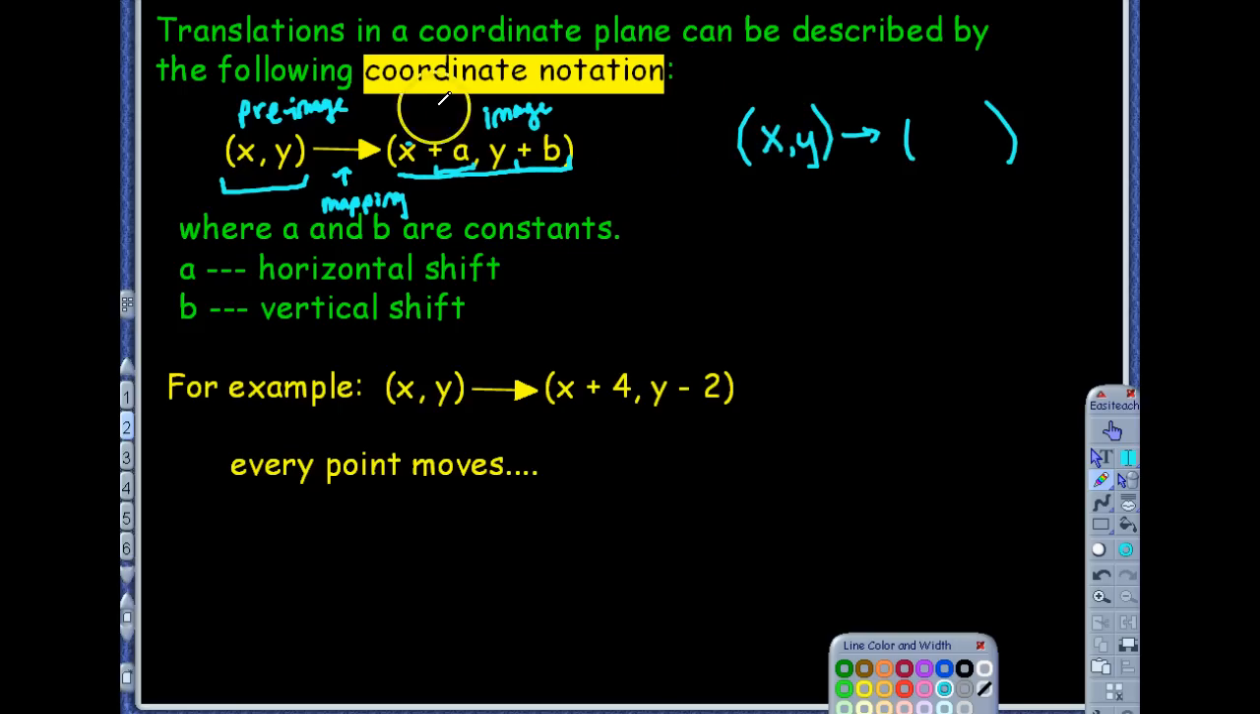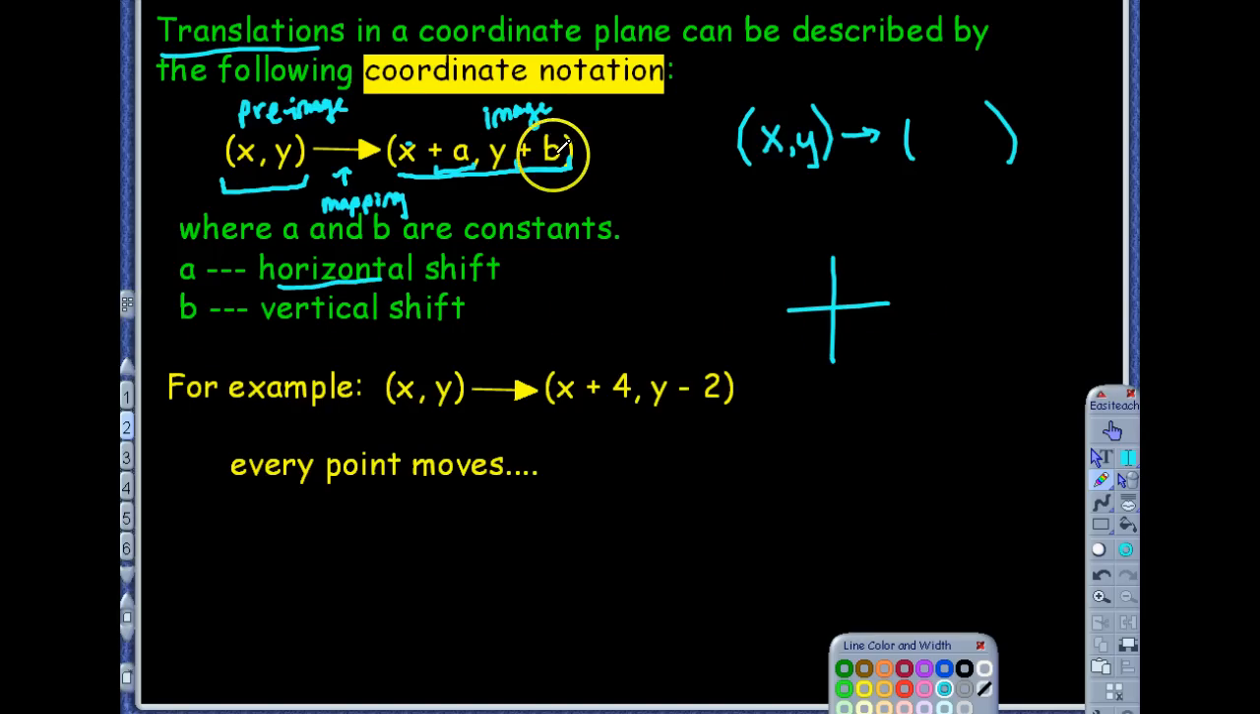But what you're going to notice when we're talking about a translation is that you're just adding or subtracting to your x and to your y values. So A is talking about the horizontal shift in this case, because it's what I'm adding or subtracting to my x value. So horizontal, if you were actually moving it on a coordinate plane, that would be going left or right, so along the x-axis.